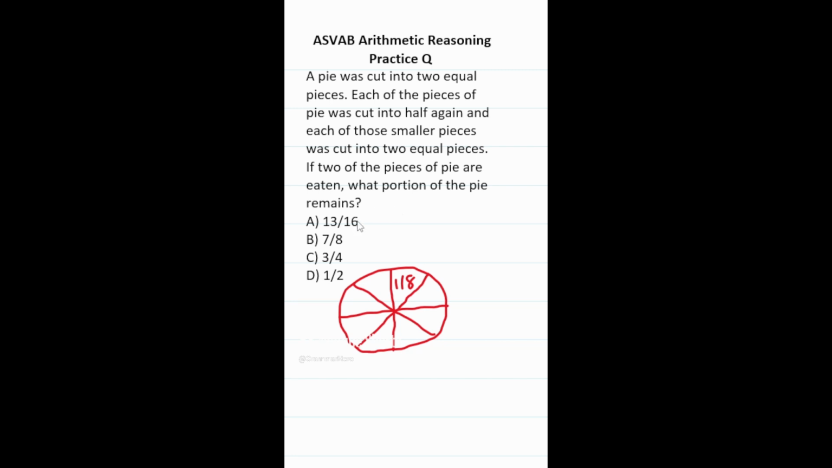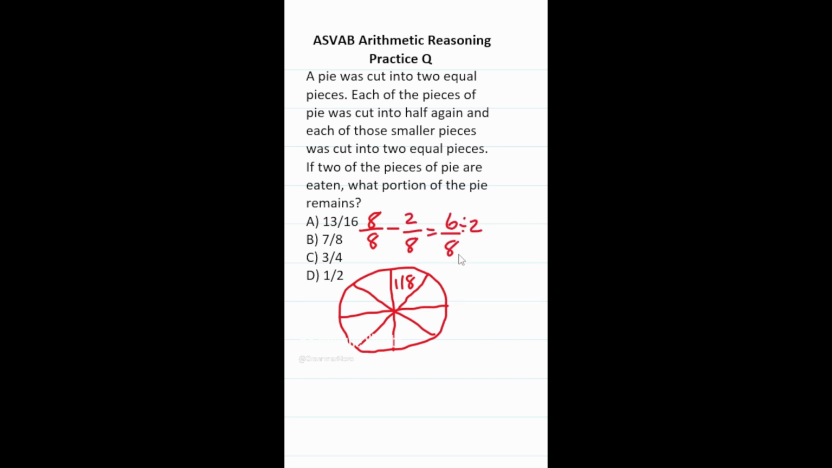We want to know if two slices are eaten, or two pieces are eaten, what portion of the pie remains? Well, 8 out of 8 represents the total pie. 8 divided by 8 is 1. We eat two pieces, so that's going to be minus 2 over 8. This becomes 6 over 8.